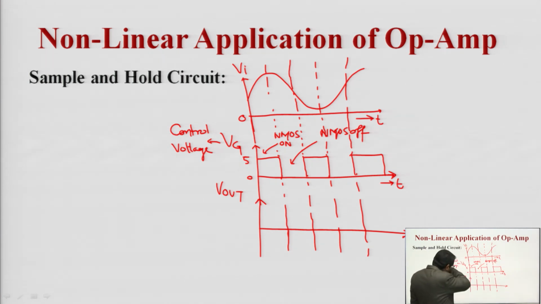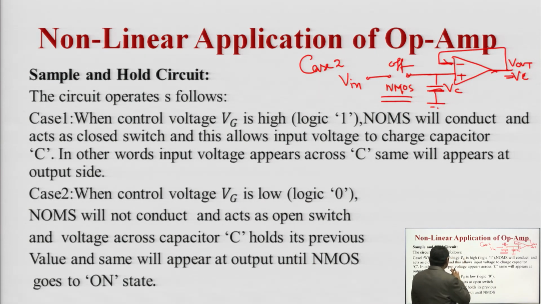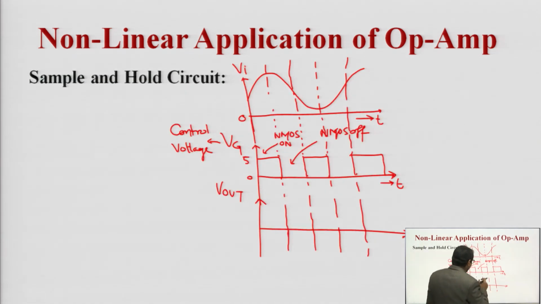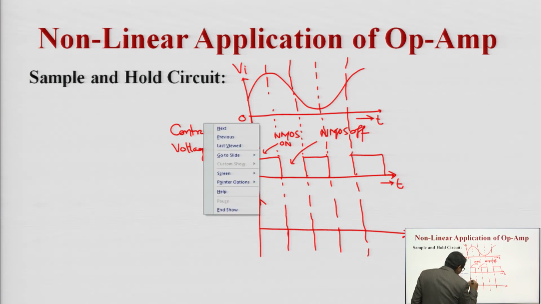So, when we see in the previous slide case first, when the control voltage is high, NMOS will conduct, and it behaves as a closed switch, and this allows the input voltage to charge the capacitor C. In other words, the input voltage appears across the C and the same will appear at the output side. So, from case first, if NMOS is on, then V out follows the input voltage.